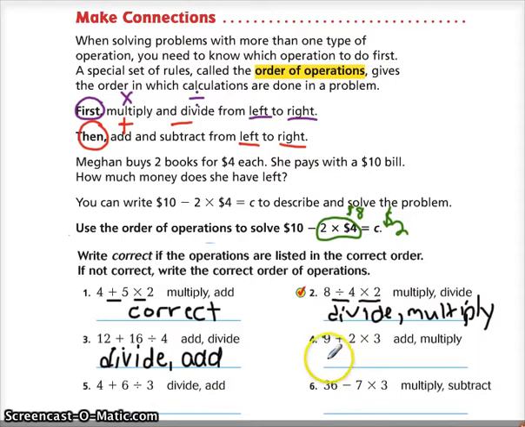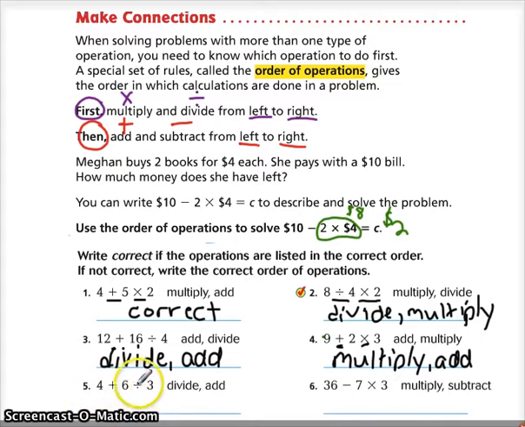Our next problem says 9 plus 2 times 3. Add, multiply. Again, I know I'm supposed to do multiplication and division first, so I should multiply first and then take care of addition and subtraction, so add second. This one should be multiply, add. 2 times 3 is 6. 9 plus 6 is 15.